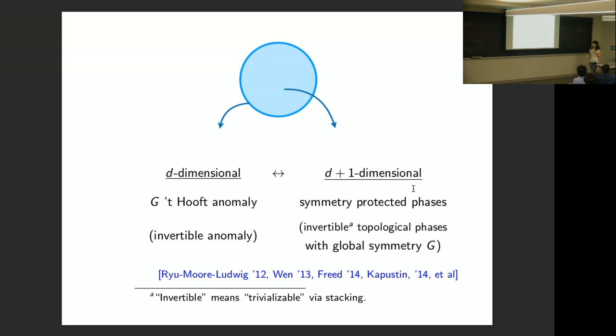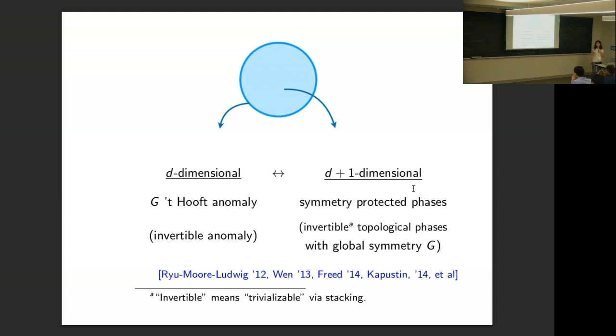So the subject I'm going to talk about today is the correspondence between d-dimensional anomalies and d plus one dimensional topological phases. This subject has been intensively studied. For example, by now we know that a theory in d dimensions with global symmetry G has an anomaly that is classified by the d plus one dimensional symmetry protected phases, which are also known as invertible topological phases with global symmetry G.